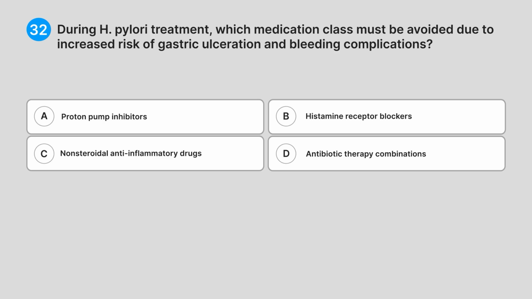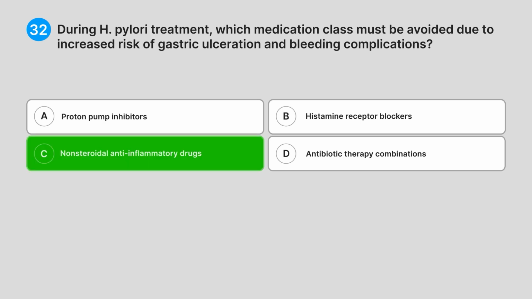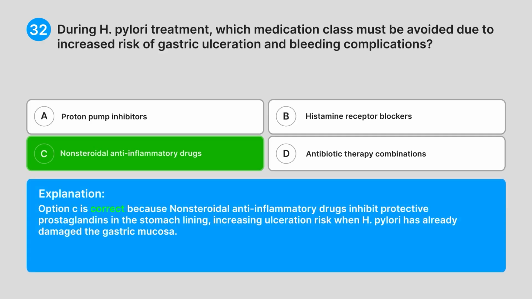Correct answer, C. Non-steroidal anti-inflammatory drugs. Explanation: Option C is correct because non-steroidal anti-inflammatory drugs inhibit protective prostaglandins in the stomach lining, increasing ulceration risk when H. pylori has already damaged the gastric mucosa.